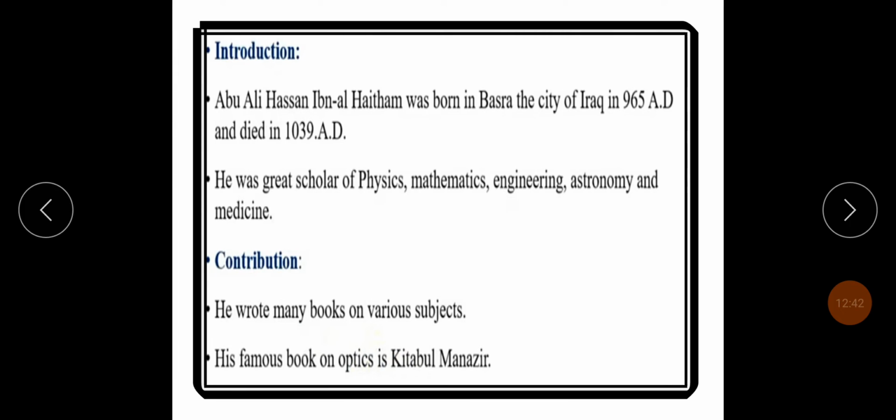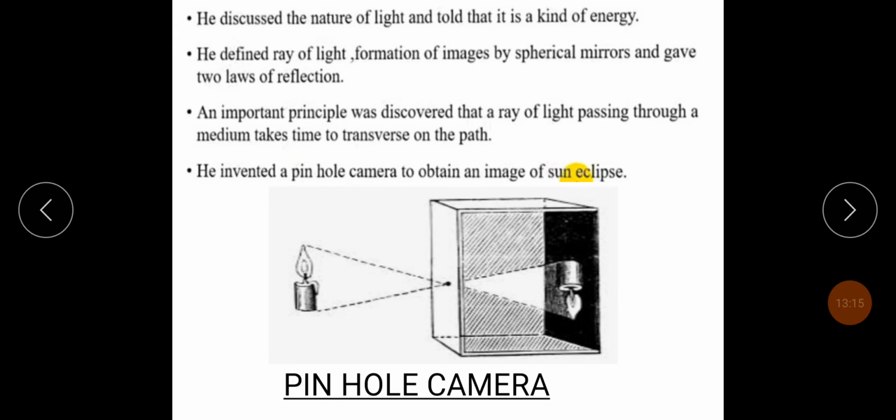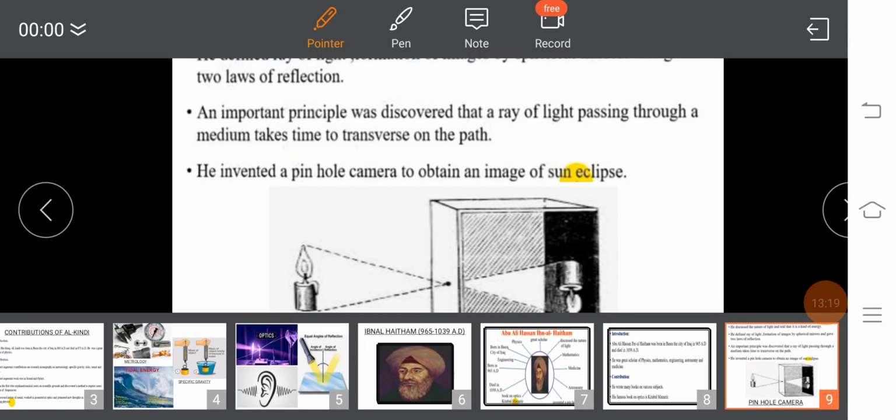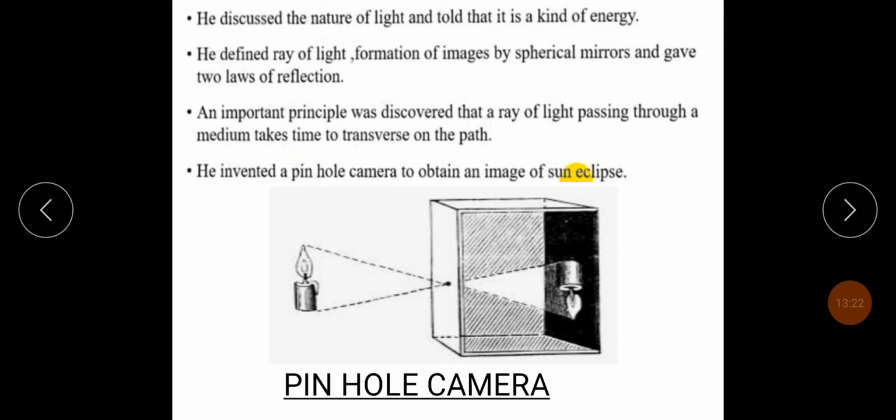Now, Abu Ali Hassan ibn al Haytham was born in Basra, the city of Iraq, in 965 AD and died in 1039 AD. He was a great scholar of physics, mathematics, engineering, astronomy, and medicine. Contribution. He wrote many books on various subjects, and his famous book on optics is Kitabul Manazir. He discussed the nature of light and said that it is a kind of energy. It means that most of his valuable work was on light, the reflection of light. His main topic is light.